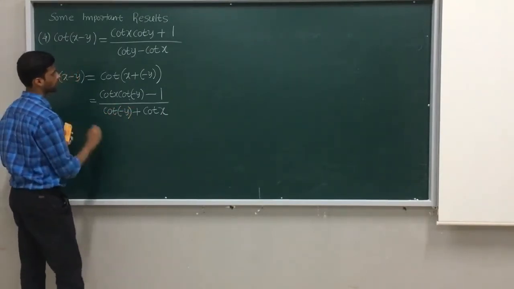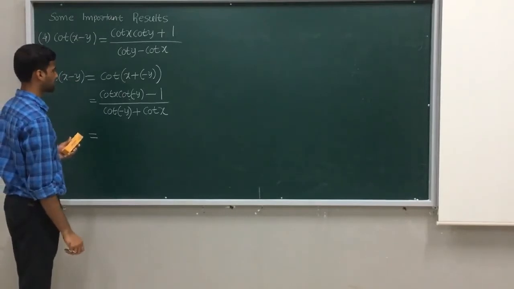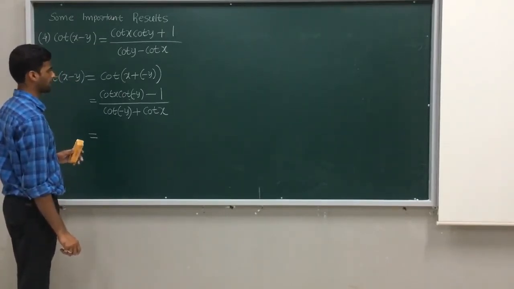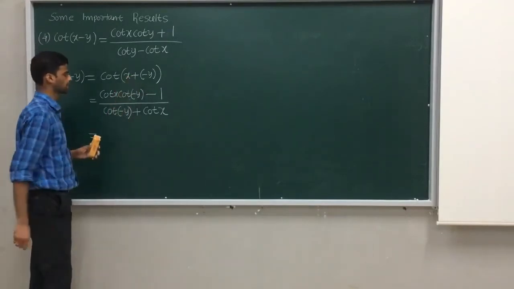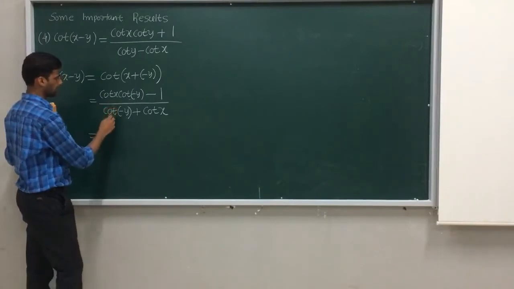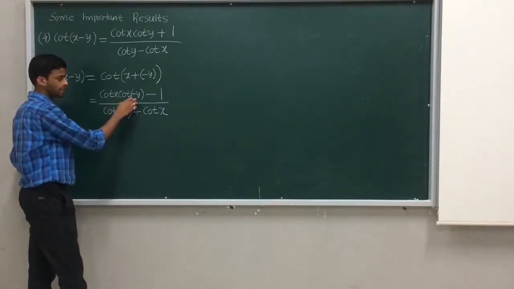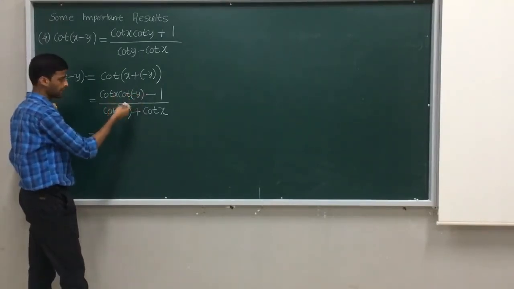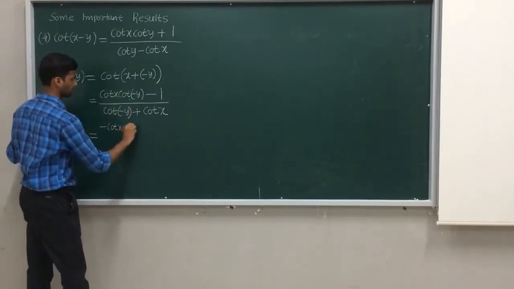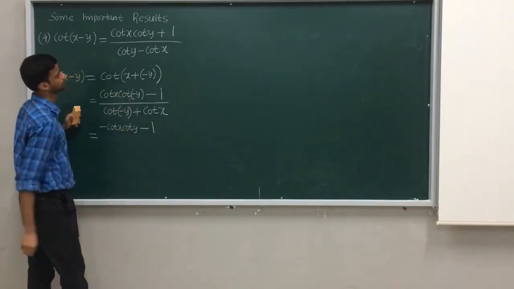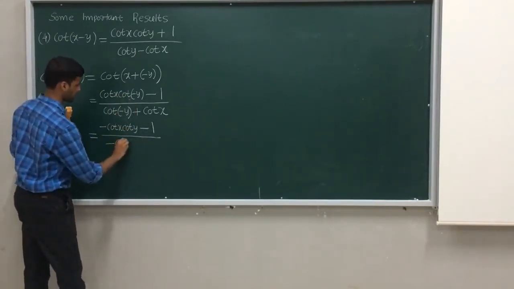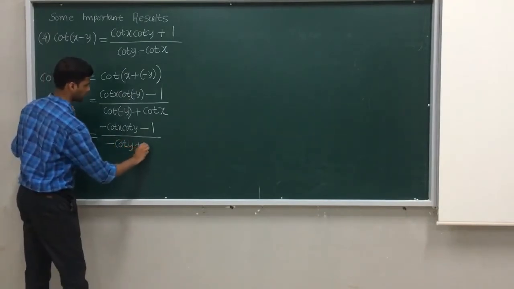Therefore what we will do here is a bit of arrangement, so the cot of x plus minus y. Cot of minus theta is cos of minus theta divided by sin of minus theta, which is minus cot theta only. It becomes minus cot x cot y minus 1, divided by minus cot y plus cot x.